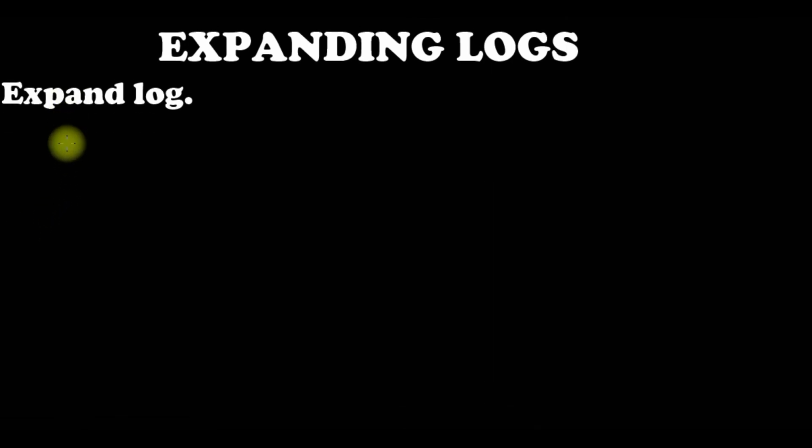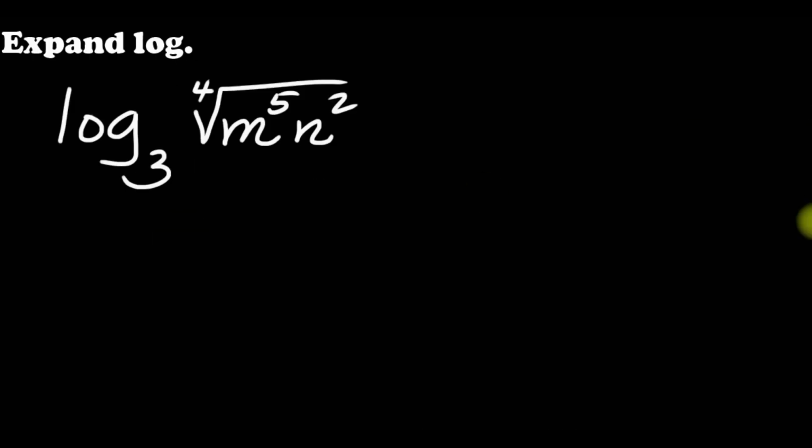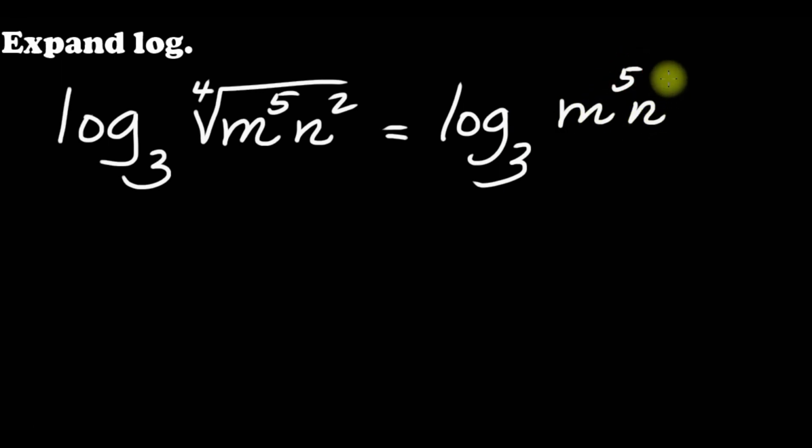So here I have log base 3 of 4th root of m to the 5th power times n squared. Okay, and then I have to expand this using the properties of logs. Okay, so the first thing I'm going to do here is to rewrite fourth root in terms of exponent, right? So this is the same as log base 3 of m to the 5th power n square, and that whole thing to the 1/4. Fourth root is the same as 1/4.